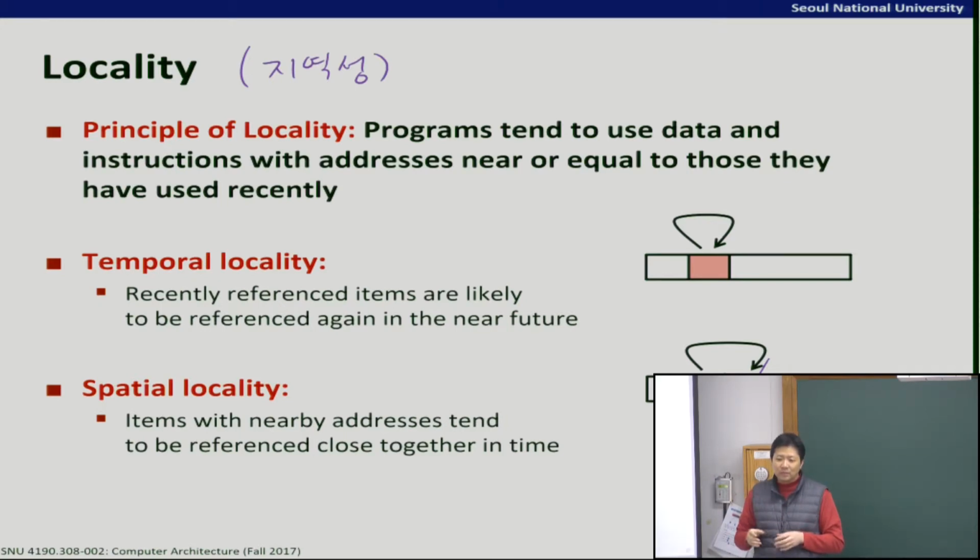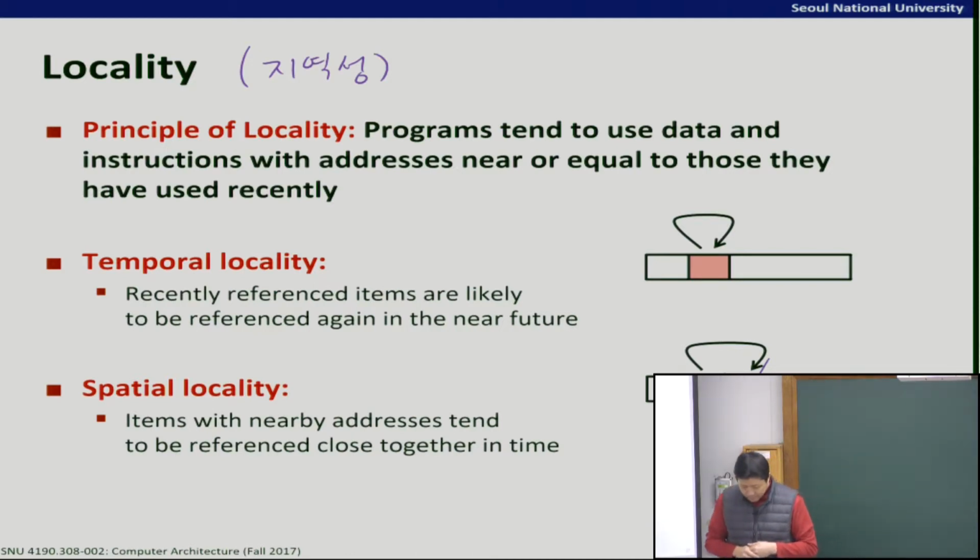Okay. So in summary, if you access a certain item, first of all, you place this accessed item into the fast memory, and secondly, not only that item, but the nearby, neighboring items also you put into the fast memory. That's the idea. That's pretty much it of the idea of caching.